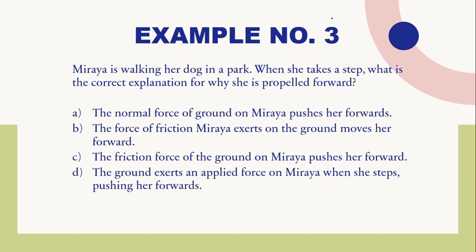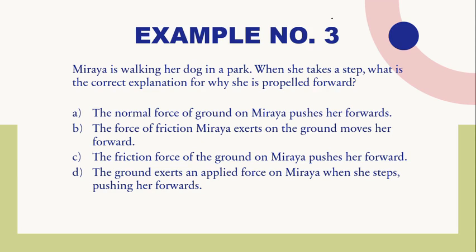Example number 3. Mariah is walking her dog in a park. When she takes a step, what is the correct explanation for why she is propelled forward? A. The normal force of the ground on Mariah pushes her forwards. B. The force of friction Mariah exerts on the ground moves her forward. C. The friction force of the ground on Mariah pushes her forward. D. The ground exerts an applied force on Mariah when she steps, pushing her forwards.